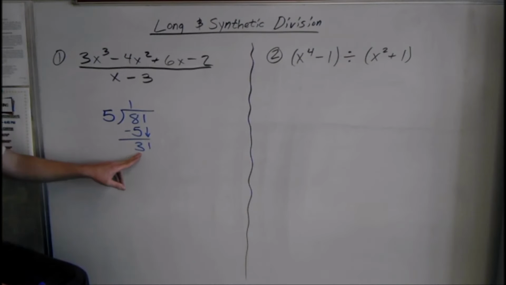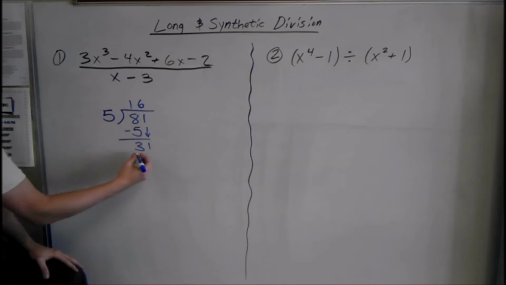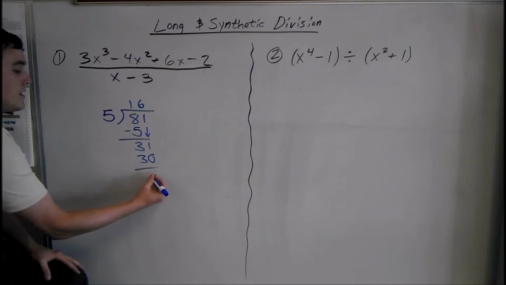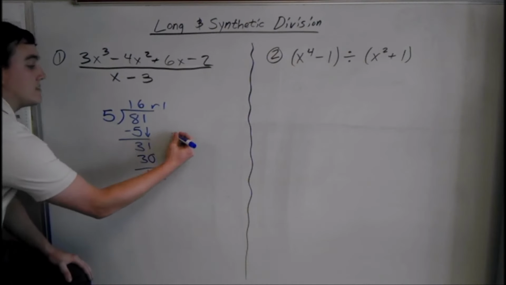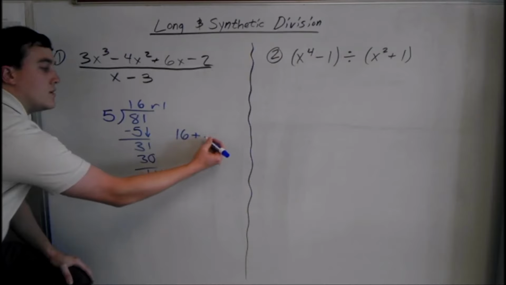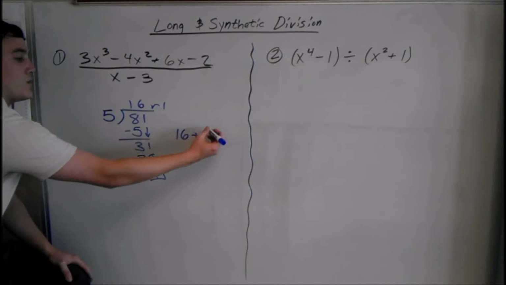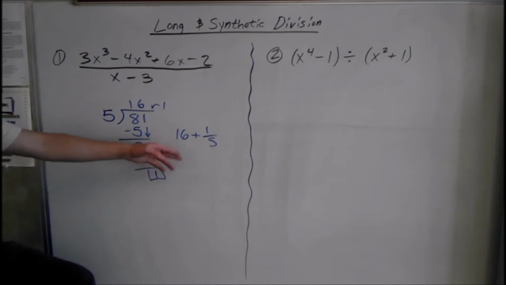5 doesn't go into 3, but 5 will go into 31 6 times. 6 times 5 is 30, and we have a remainder of 1. So remainder 1. So our answer here would be 16, remainder 1, but when you have a remainder, really it's just plus the remainder divided by what you're dividing by, 1/5. So it's 16 and 1/5, or 16 plus 1/5.